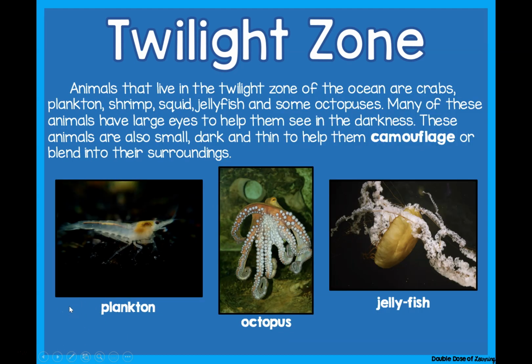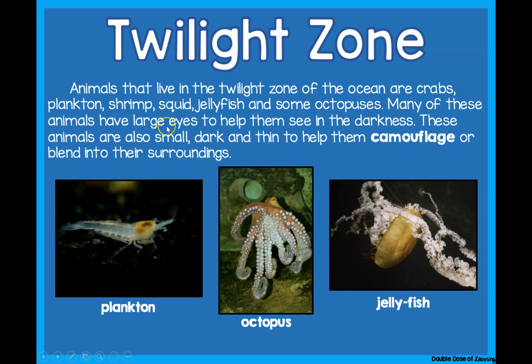Animals that live in the Twilight Zone of the ocean are crabs, plankton, shrimp, squid, jellyfish, and some octopuses. So no vertebrates, none of the mammals or fish, no sharks, no whales, right? No dolphins, none of the mammals or fish. It's all invertebrates. Okay, octopus, jellyfish, crabs, lobsters.